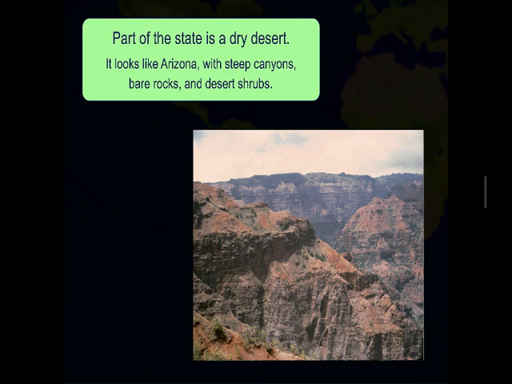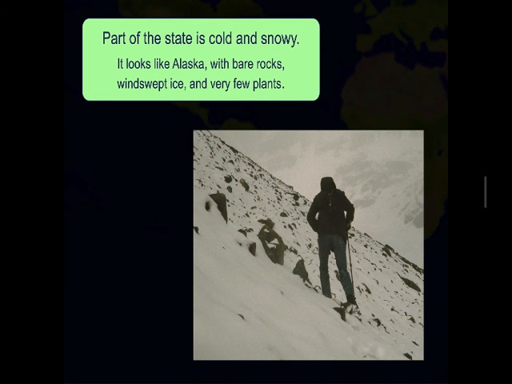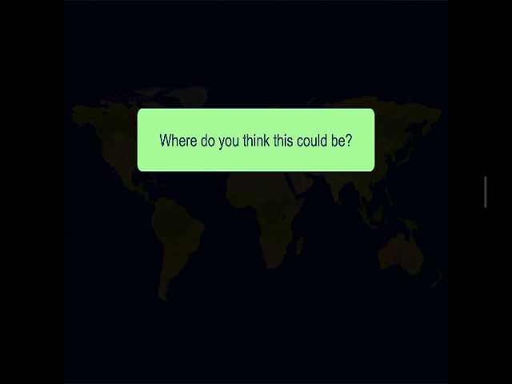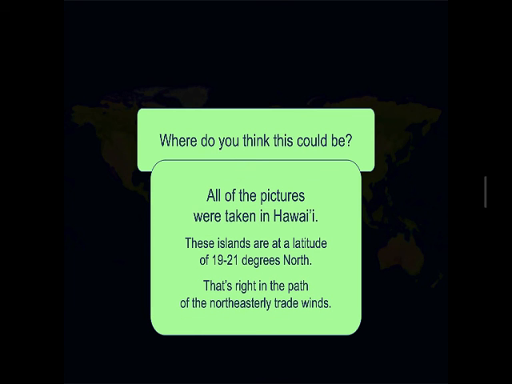Part of the state is a dry desert. It looks like Arizona with steep canyons, bare rocks, and desert shrubs. Part of the state is cold and snowy. It looks like Alaska with bare rocks, windswept ice, and very few plants. Where do you think this could be? All of these pictures were taken in Hawaii.